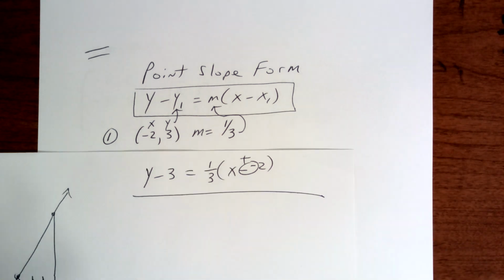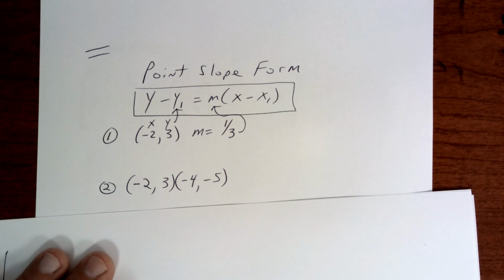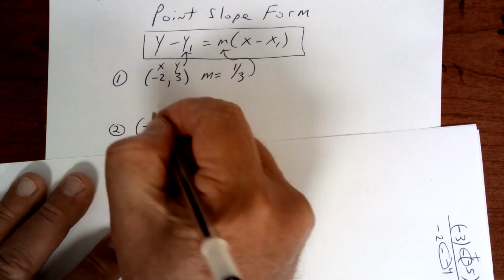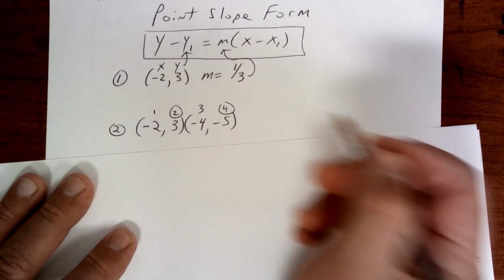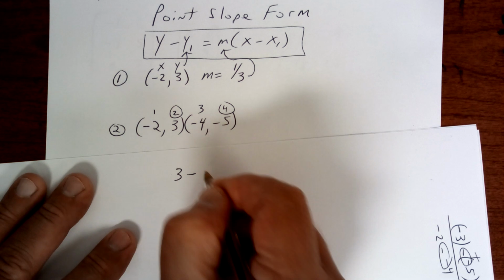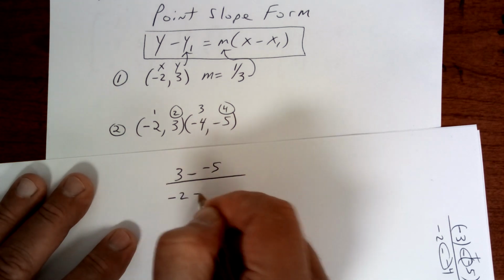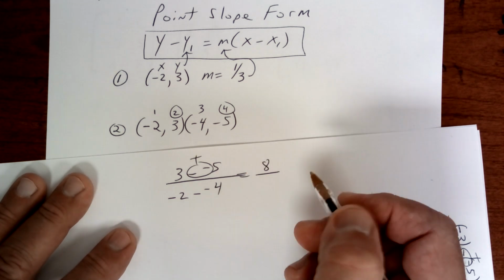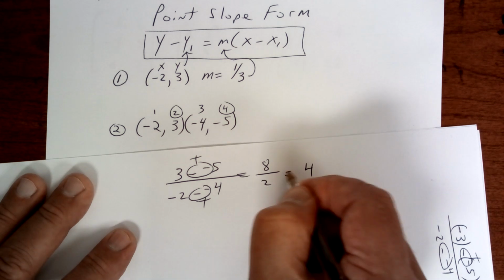All right, the next one here. This one's a little harder because you have to first find the slope. So what we're going to do is put 1, 2, 3, 4. So the second and fourth go at the top. So it's 3 minus a -5 over -2 minus a -4. This becomes a plus, so that gives me 8. This becomes a plus, so that gives me 2. My slope is 4.